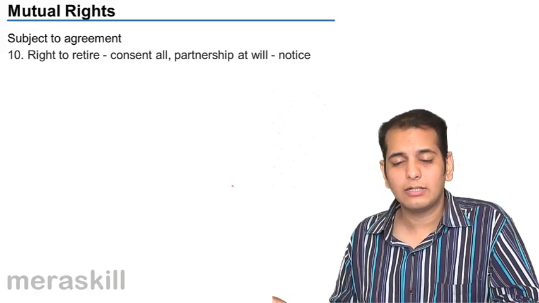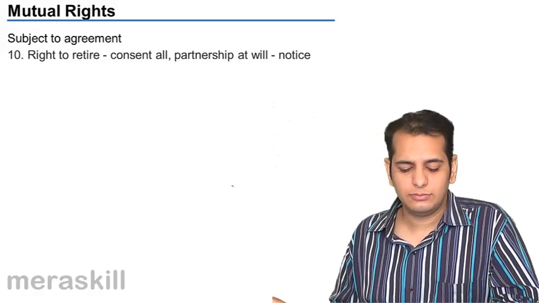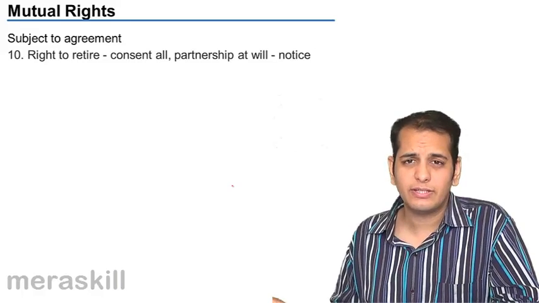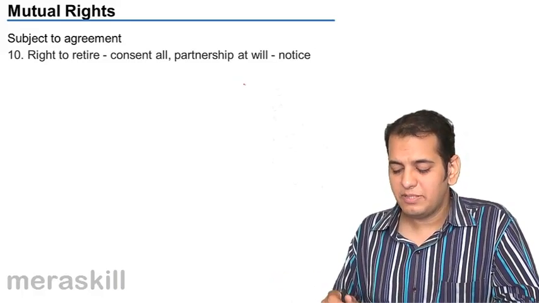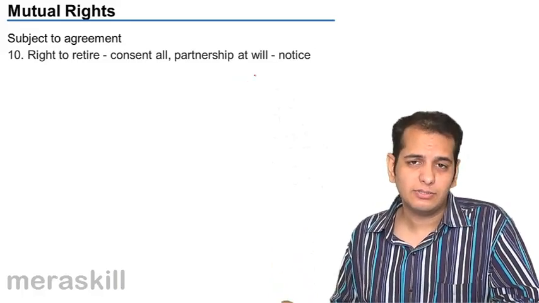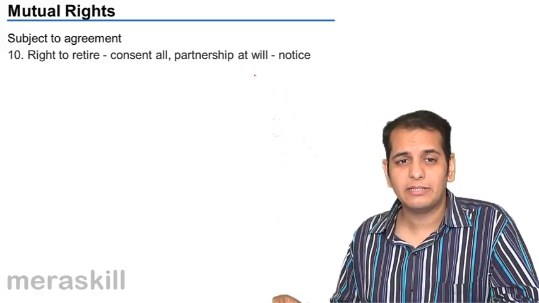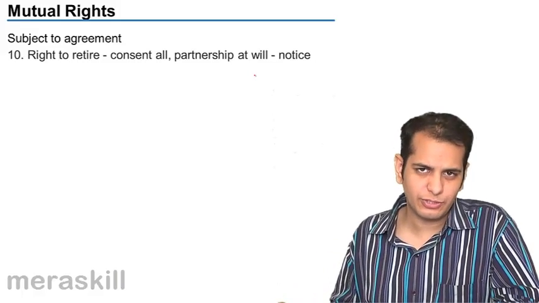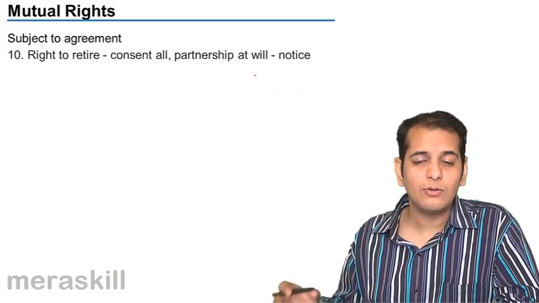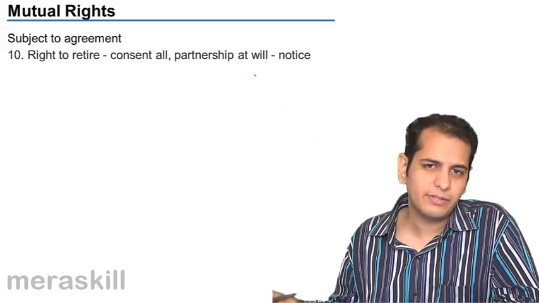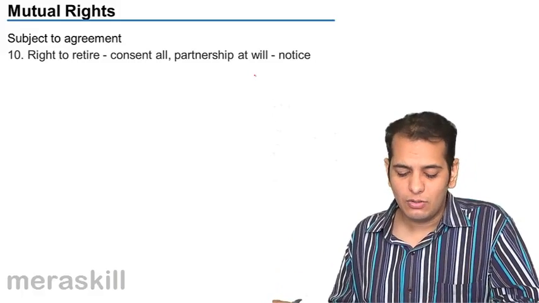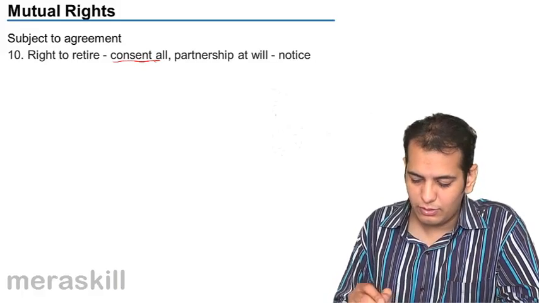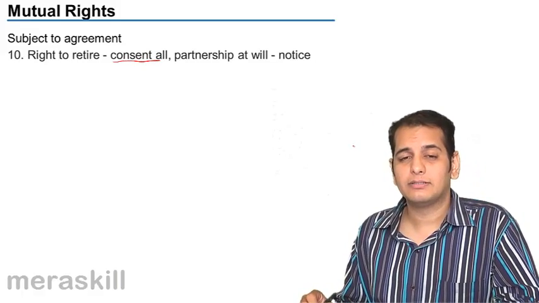Now there are a couple of things with respect to retirement. The first thing is, he may give all the partners a notice of retirement, a notice showing his intent to retire, and then all the partners should agree to it. There should be consent of all the partners.